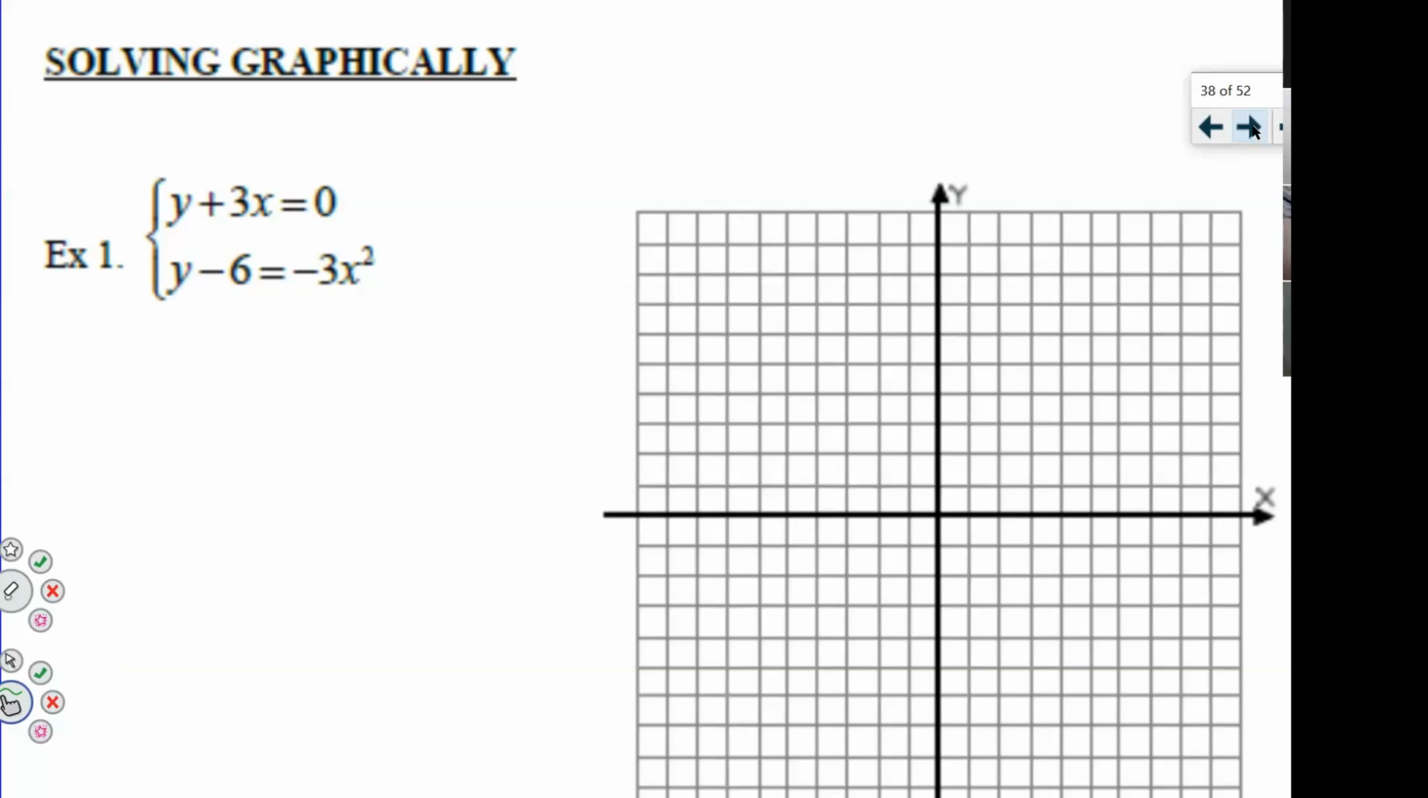So for this, what kind of graph does this bottom equation make? It is a parabola. Let's go ahead and set up the parabola. Guys, we're going to go ahead and make y equals for the parabola. So the 6 is getting moved to the other side.